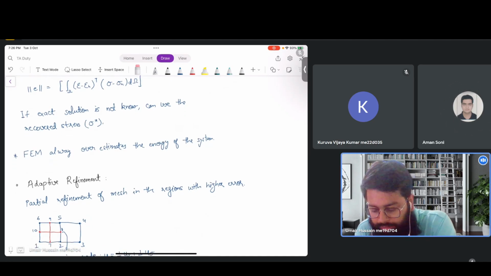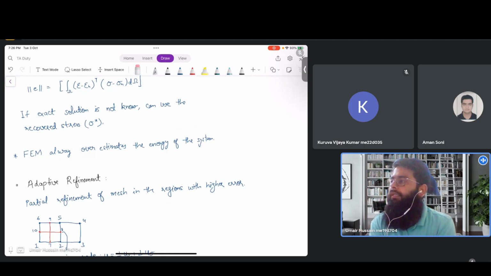There's one interesting point. I think it's not discussed in this lecture, but I remember it from a past course I took: the energy calculated by FEM is always higher than the exact solution.